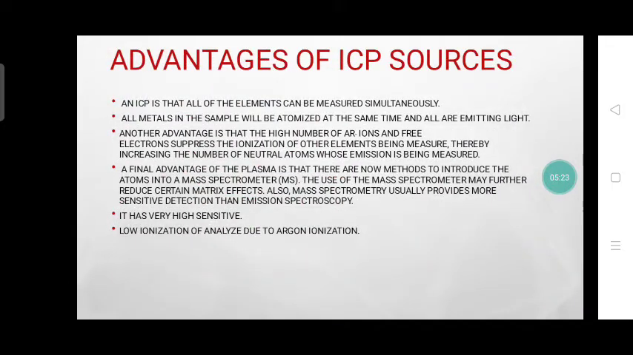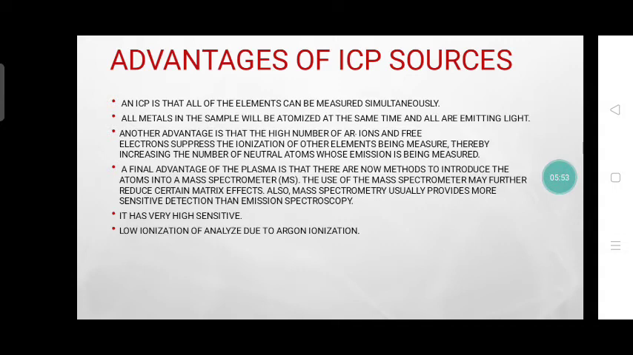Advantages of ICP sources. There are lots of advantages of ICP. First, all the elements can be measured simultaneously. All metals in the sample will be atomized at the same time and are emitting light. Another advantage is that the high number of ions and free electrons suppress the ionization of other elements being measured, thereby increasing the number of neutral atoms whose emission is being measured.